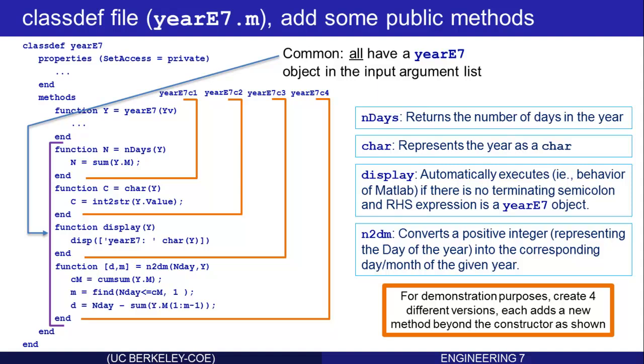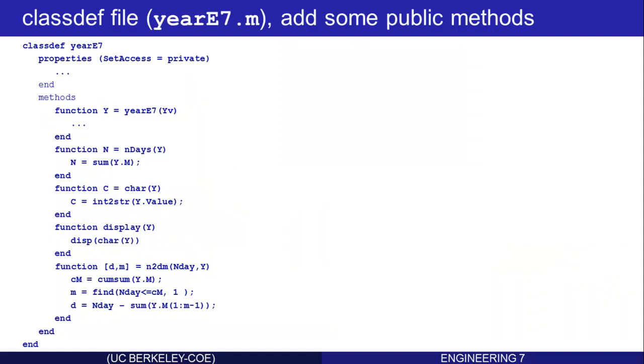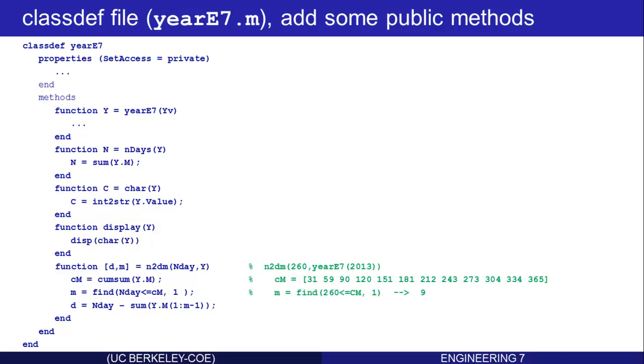Let's erase most of this and just focus on the n2dm method. I'll use a different example than the 56th day. Let's try the 260th day of 2013. The cumulative sum produces this result. The next step is to find the first month whose cumulative sum exceeds the given day, which is 260. Counting over, that gives the 9th month, where the cumulative sum is 273. Therefore, the 260th day occurs in September.